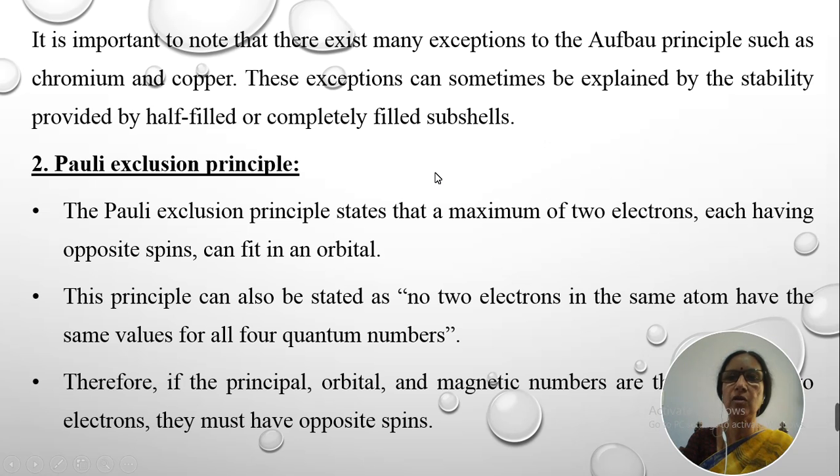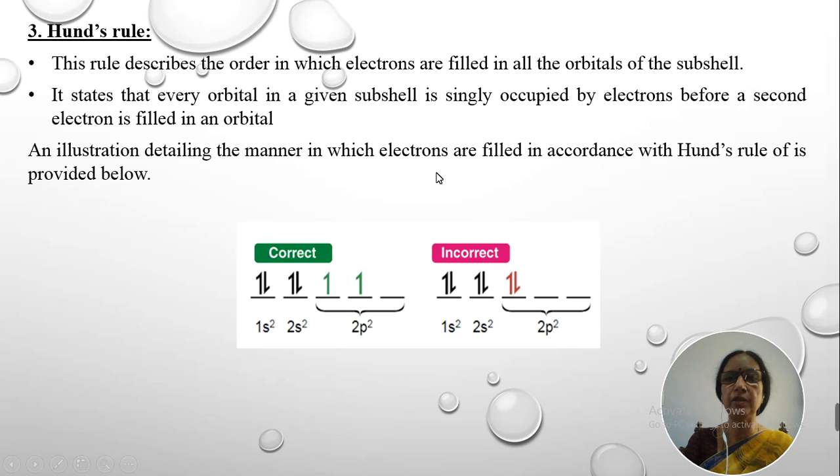That is, according to Pauli's exclusion principle, we know that the maximum number of electrons accommodated in each main orbit is in accordance with the 2n square rule, and in each subshell the maximum number of electrons that can be accommodated is 2 into 2l plus 1, where l is the orbital quantum number. Another principle we are using to write the electronic configuration is Hund's rule.